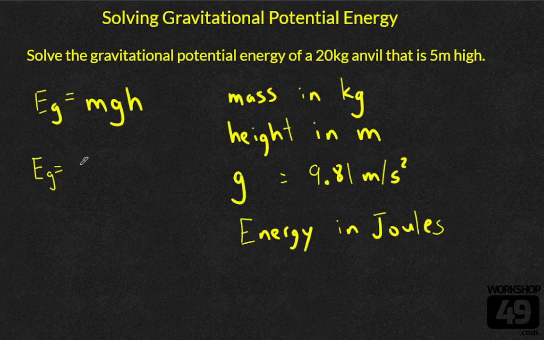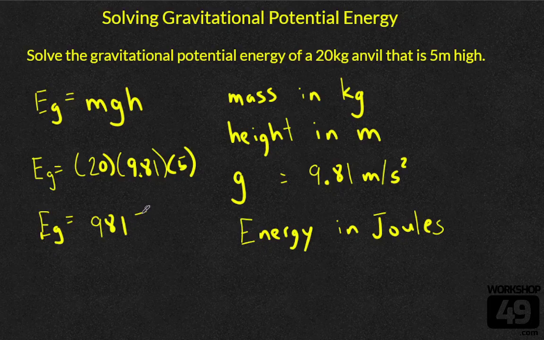Our energy gravitational is equal to the mass of our anvil, that's 20, multiplied by gravity, that's 9.81, multiplied by the height of our anvil, that's 5. Great news about this is it's a plug and chug question. You can just go ahead and put those directly into your calculator, multiply those out, and you are going to get 981 joules of energy. So this anvil that is 20 kilograms and 5 meters high has 981 joules of potential energy. That's the energy it could unleash if we were to drop this thing.